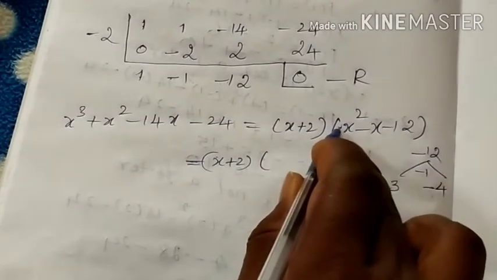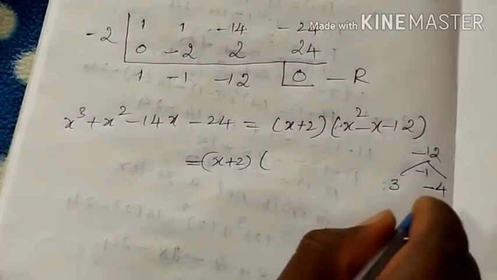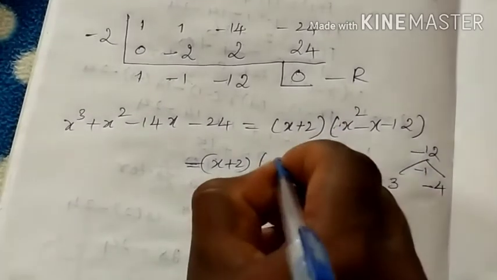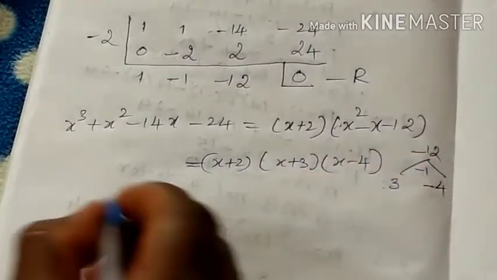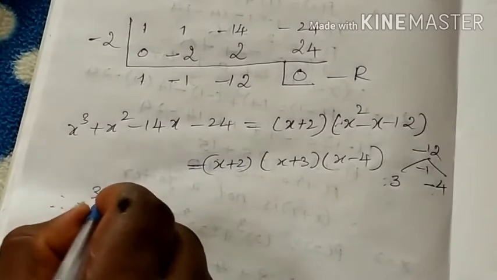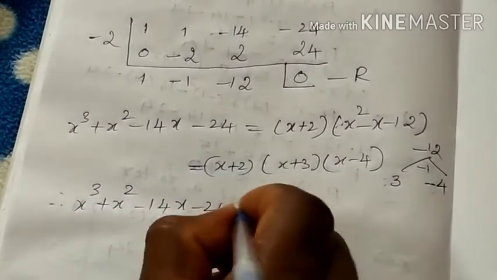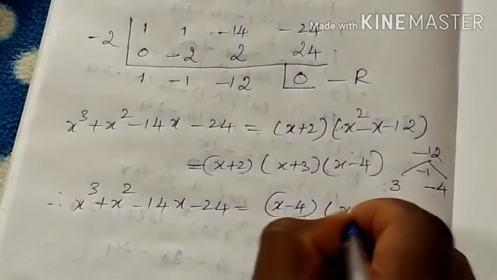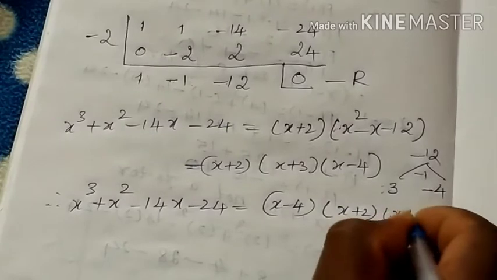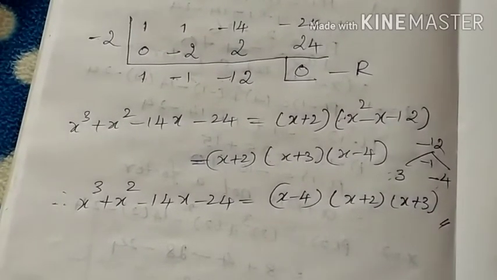The coefficient of x squared is 1, so no need to divide the factors. Okay, so this is for x plus 3. This is for x minus 4. Therefore, x cube plus x square minus 14x minus 24 is equal to x minus 4, x plus 2, and x plus 3. Okay, that's all the answer of the fourth subdivision.